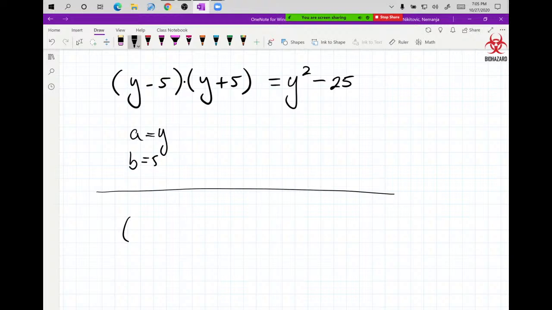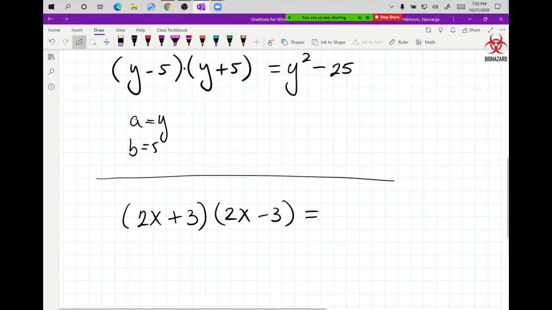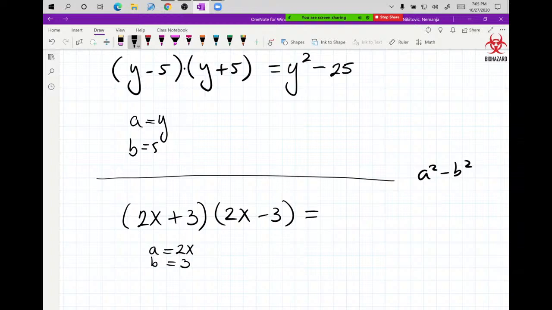Let's take a look at another example. Let's say 2x plus 3, 2x minus 3. Okay, I have 2x, 2x, and then 3 and 3. So this is a special product situation. And all I need to realize is that A is 2x and B is 3. The result is always A squared minus B squared. So 4x squared minus 9.